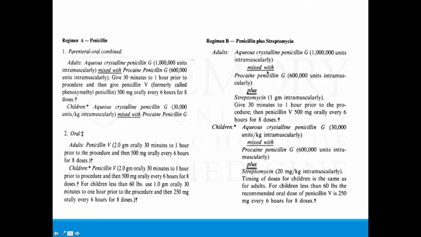And here's just a quick look at the antibiotic recommendations from those guidelines in 1977, just showing you again the different recommendations for the higher risk patients. For regimen B, they would have to get penicillin plus streptomycin, and then for the lower risk, they would recommend just penicillin.